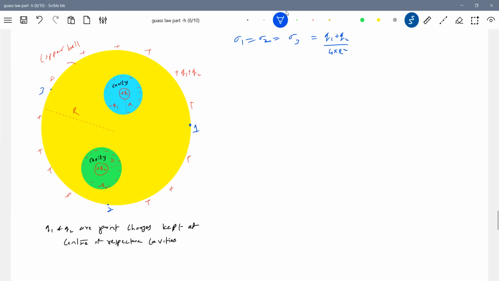No interaction. Then the force of interaction between point charges Q1, Q2 is, so what shall I write? 0. No interaction. The cavities will not interact. Simple. But the point charge Q1 will interact with the charge minus Q1 on its cavity. Q2 will interact with minus Q2. But there is no interaction between them.